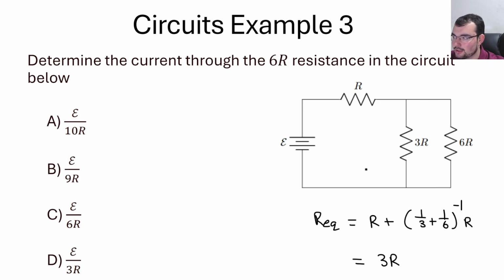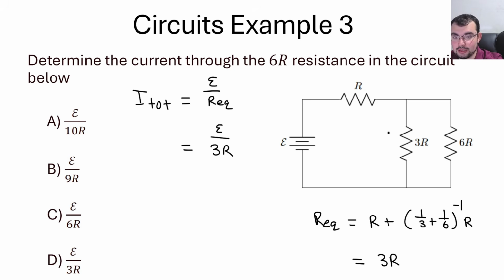Whenever you find the total resistance, it's pretty easy to get current, because Ohm's law for the entire circuit says the battery current is the battery EMF divided by REQ. So in this case, it's going to be the battery EMF divided by 3R.